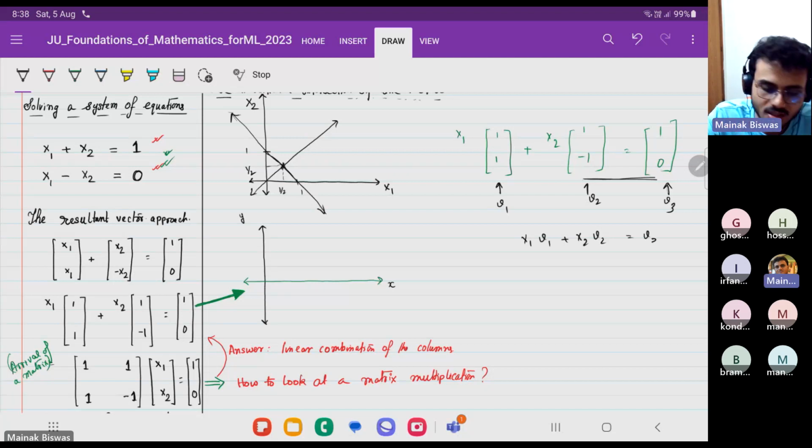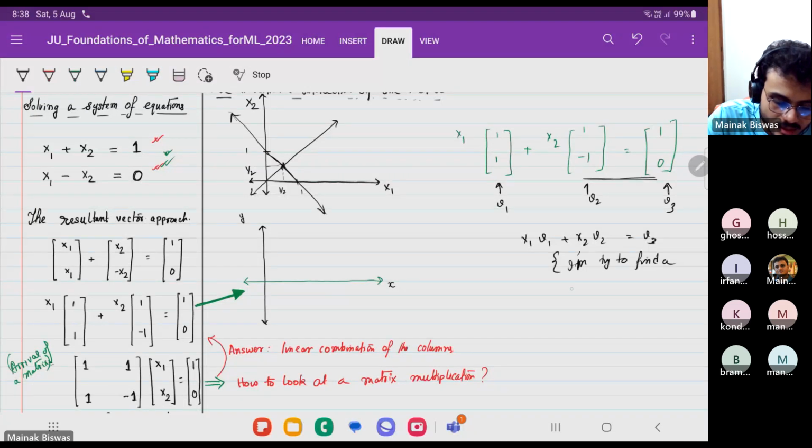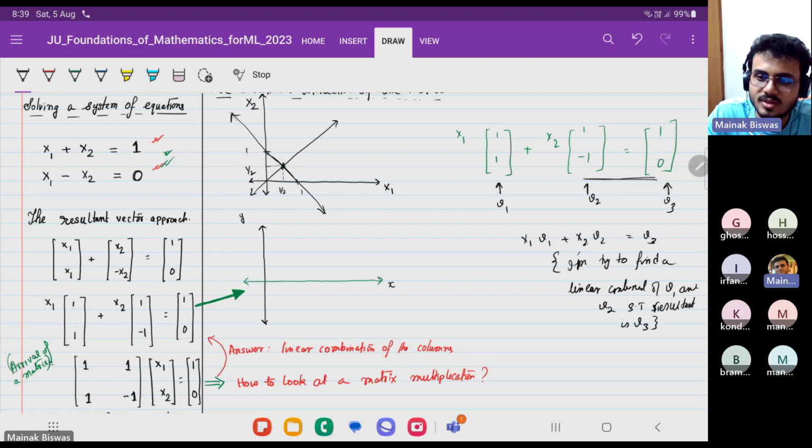So what am I trying to find? I hope it's recording, right? Yes. So I am trying to find a linear combination of v1 and v2 such that the resultant is v3, right? So how can I do that?